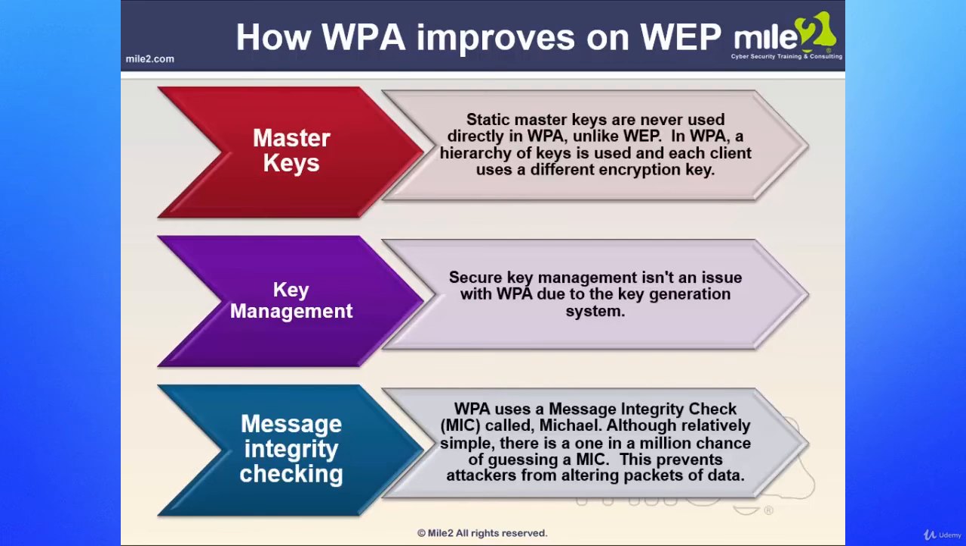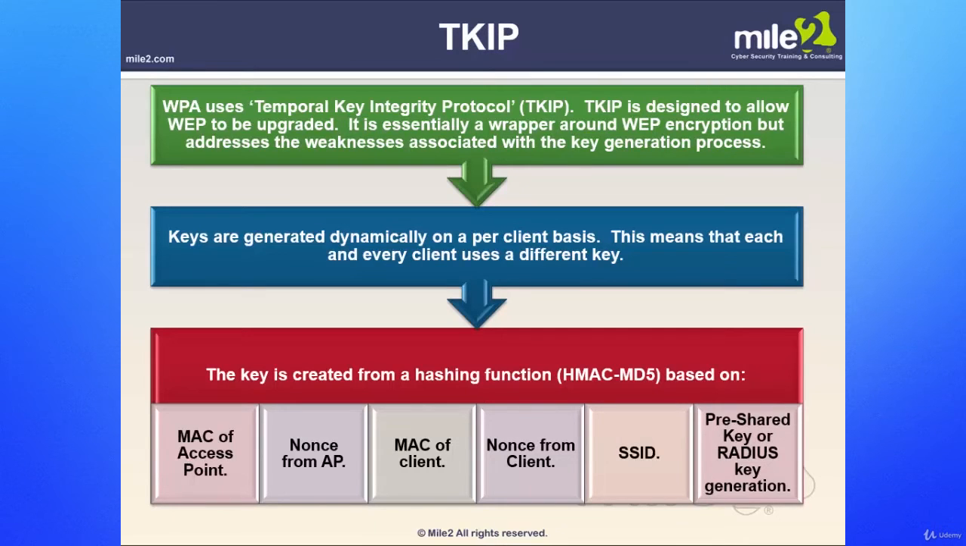And how does it improve? It does this through master keys. Static master keys are never used directly in WPA, whereas in WEP they are. In WPA a hierarchy of keys is used, and each client uses a different encryption key. Secure key management isn't an issue with WPA due to the key generation system. And we have what's called MICHAEL, the message integrity check. WPA uses the message integrity check known as MICHAEL. Although relatively simple, there's a 1 in a million chance of guessing the MICHAEL value. This prevents attackers from altering packets of data. And then we have what's called the Temporal Key Integrity Protocol, which was basically designed to allow WEP to be upgraded.